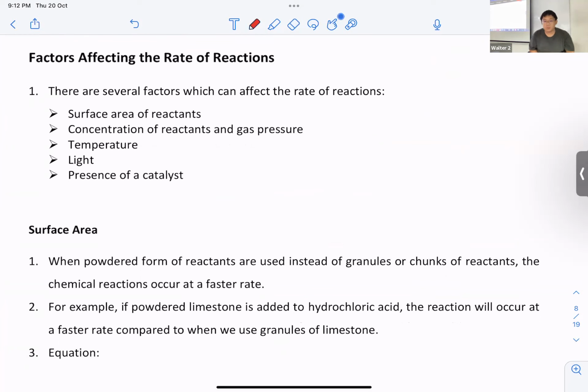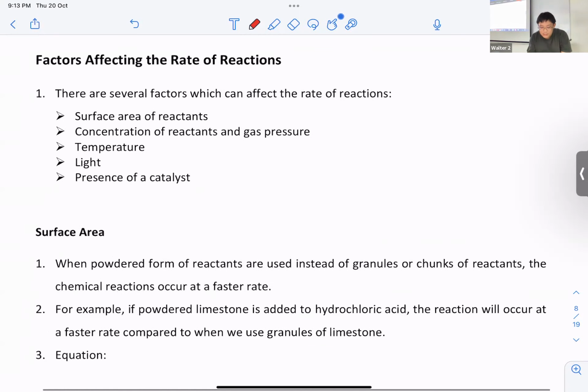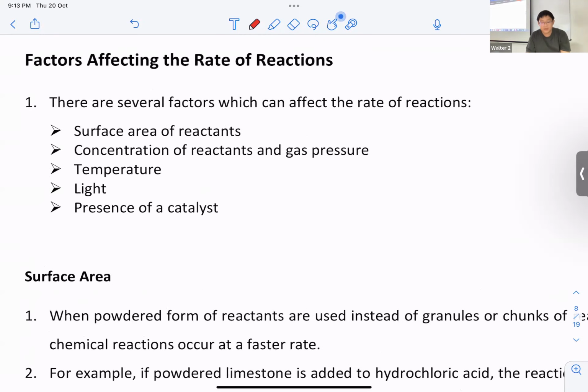In this particular subtopic, we will be discussing what are factors that can affect the rate of reaction and how we can maybe try to manipulate the factors to increase the rate of reaction. Sometimes the rate can be too slow. We want to speed up the rate of reaction. What can we do? We can actually manipulate the factors over here. So there are several factors that we're gonna discuss. Number one is surface area. Number two is concentration of reactants and gas pressure. The third one is temperature. The fourth one is light. And the last one is presence of a catalyst.